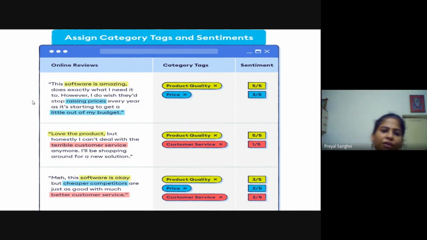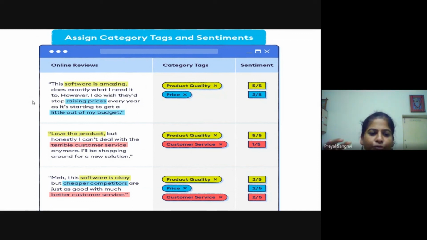For the third review, if we read it, "the software is okay." So "the software is okay" is all about the product quality. That's why we have categorized it as product quality. But "cheaper competitors" is all about the price, so we have mentioned it as a price category. And the last one is "just as good with much better customer service." So it is all about the customer service, and we have categorized it as customer service, and according to the review, we have assigned the rate.